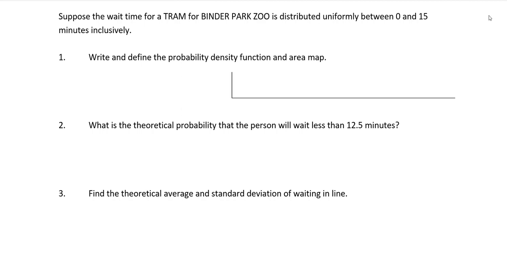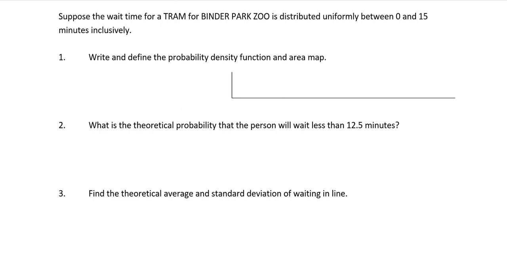And for the challenging one, I'm going to do it two different ways, just in case you have your own way of doing probabilities in your classroom or yourself personally. Okay, so I have chosen a story problem I've made up because I'm waiting for the tram at my favorite zoo, Binder Park Zoo in Battle Creek, Michigan. It's distributed uniformly between 0 and 15 minutes inclusively.